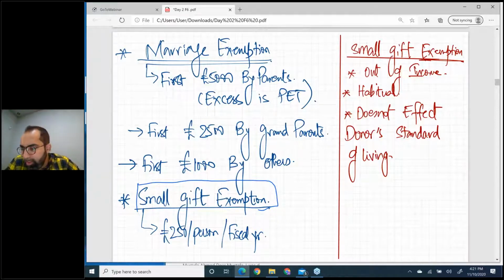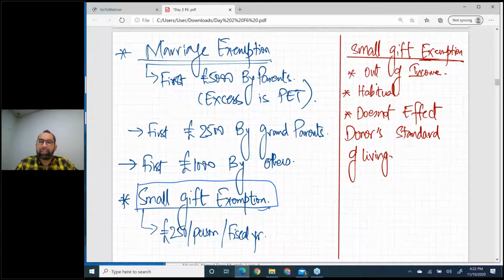What is the example? For example, you gifted 320 pounds to your daughter in this fiscal year. So 320 pounds is greater than 250. Now the complete 320 will be treated as PAT. Don't forget. In marriage exemption I used the word excess, but in small gift exemption I use the words complete amount. The complete amount will be taxable.